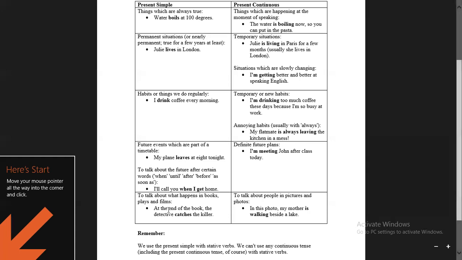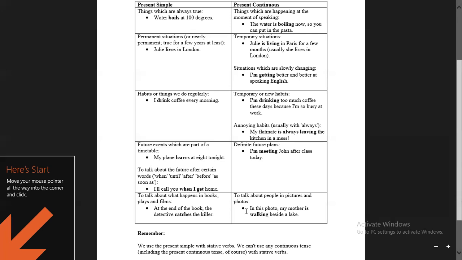Okay, so let's go to the last difference. Present simple is used when we want to talk about what happens in books, plays, and films, or we can add here sports comments or commentaries. At the end of the book, the detective catches the killer. And now Mohamed Salah scores a goal. So even though they happen right now, they are part of a movie, of a match, of a play, or a book, so I use the simple present.